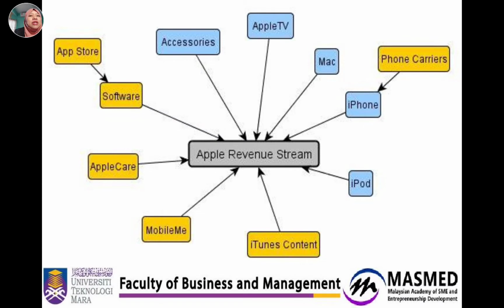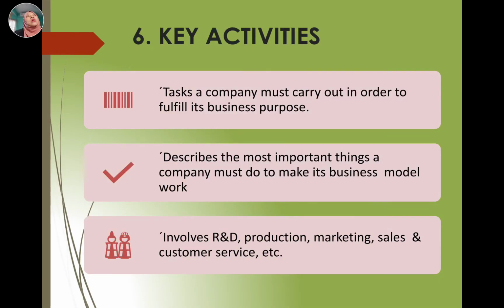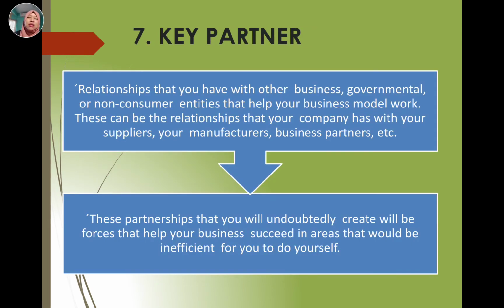Alright, another example. Box number 3 and number 6 is key activities. What are the key activities that have to be carried out in order to perform the business? Normally the company will do production if it is a production company, marketing, sales, customer service, and others.